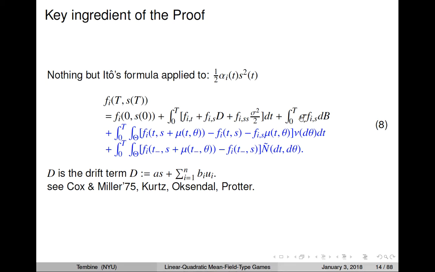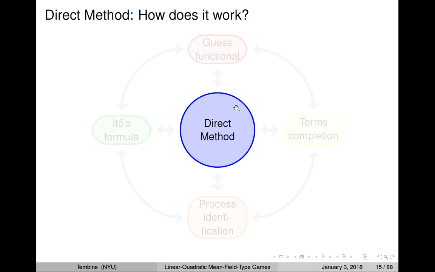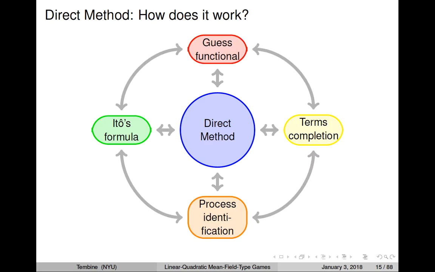So that's why it's powerful, because this is the same technique that you use for the verification method when you are using the maximum principle or Bellman. So the key thing is Itô's formula, not the method that is employed later on in terms of PDEs or coupled ODEs with boundary values and so on. So we'll use this formula and then develop our direct method.